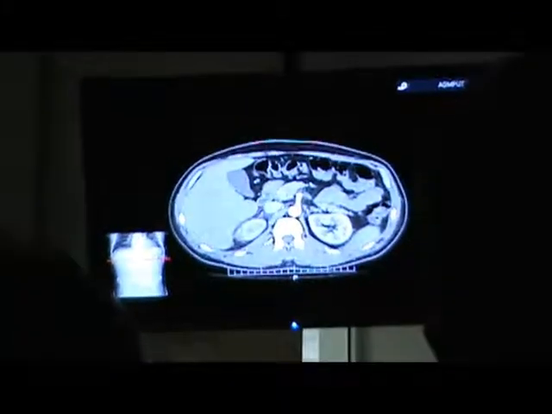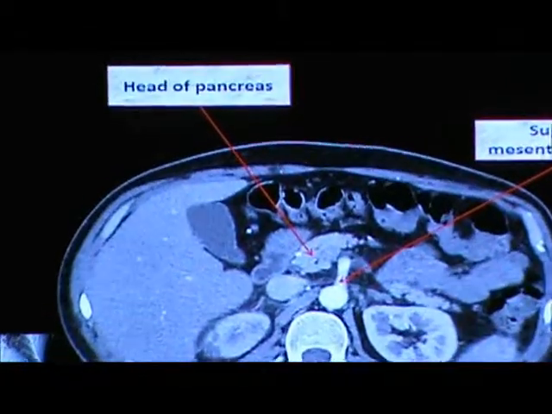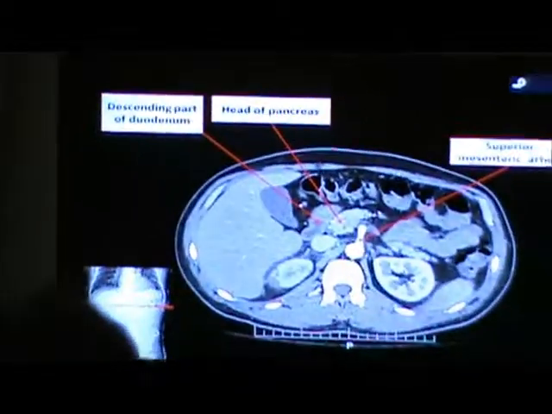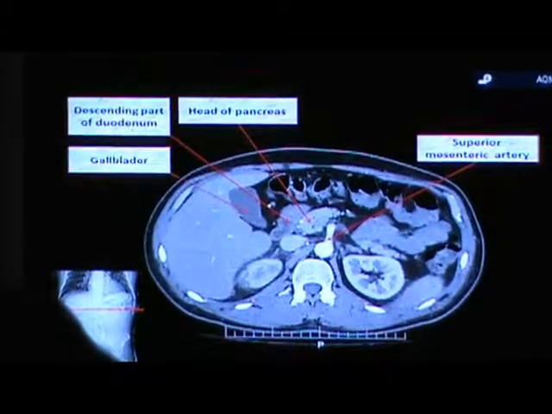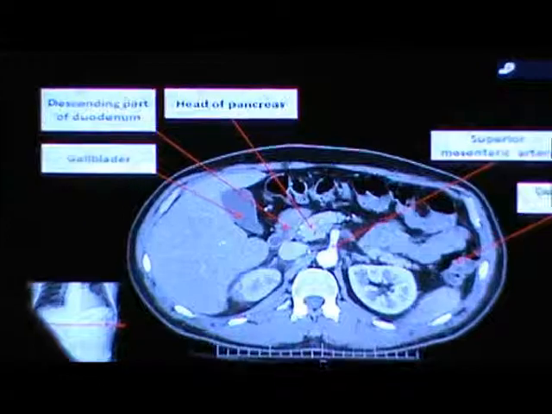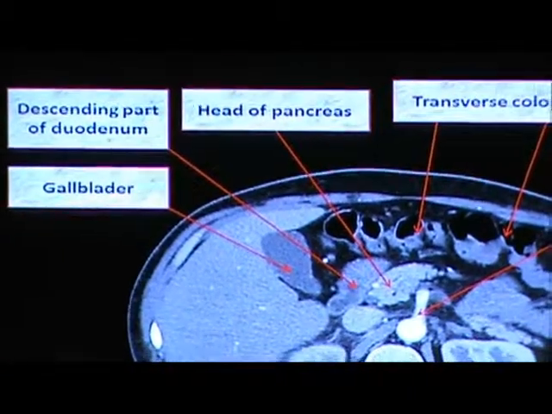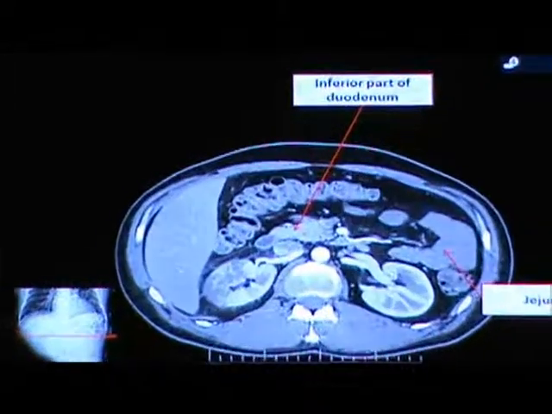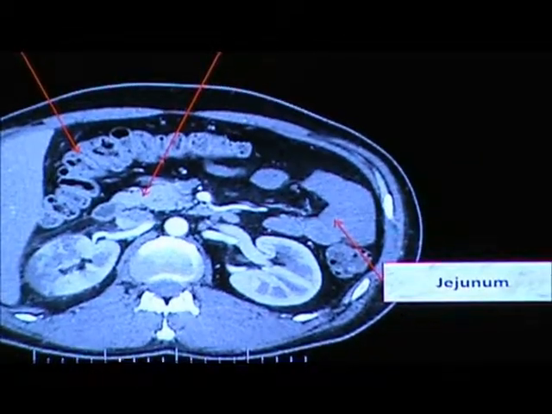And the CT taken at the level of the gallbladder. So we have the superior mesenteric artery here. We have the head of the pancreas, as well as the descending part of the duodenum surrounding it at its right. We can also see the gallbladder here. And the transverse colon. And on the next picture, we will find also the right colic flexure.